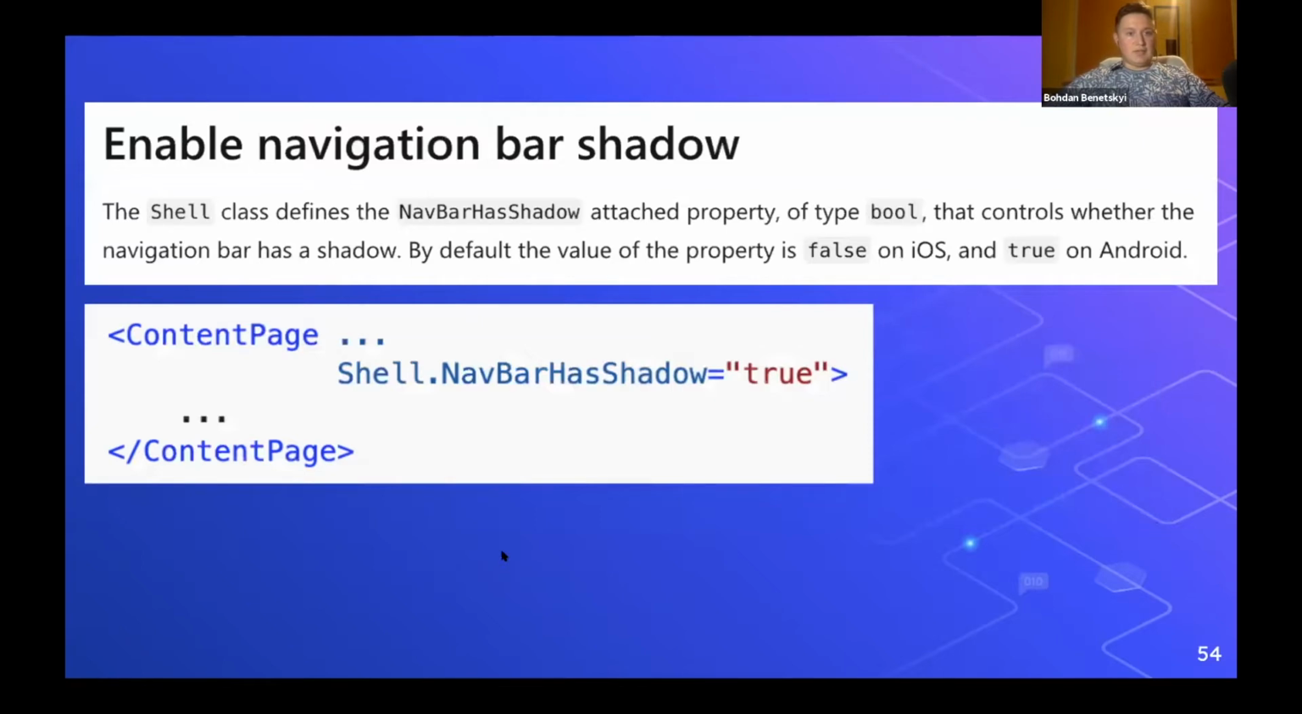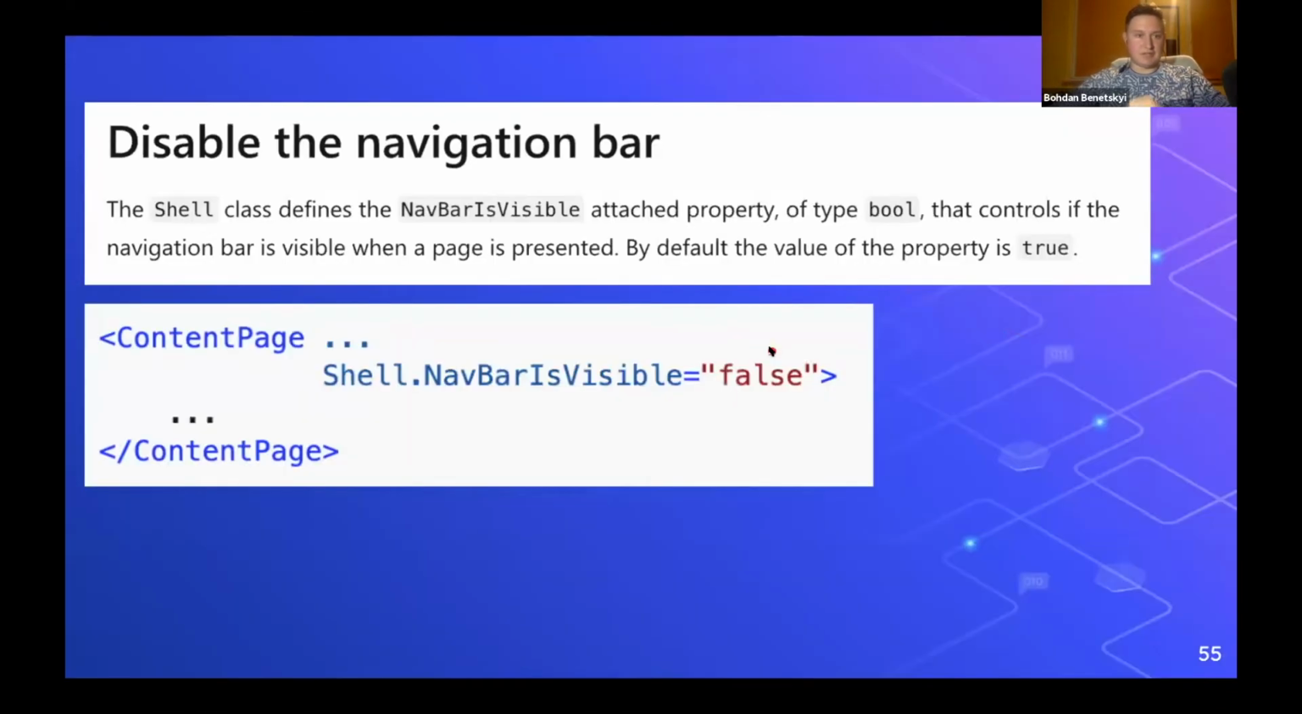So, enable navigation bar shadow. It's an interesting option because by default for iOS it's set to false and for Android to true. And if we set it to true for both iOS and Android, it will be true for both. Cool to have it. Nothing special. Same as disable navigation bar. You could just disable and enable it. I don't have a lot of words to say about that option.